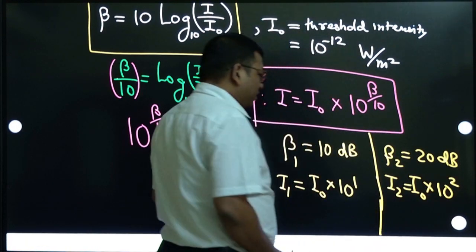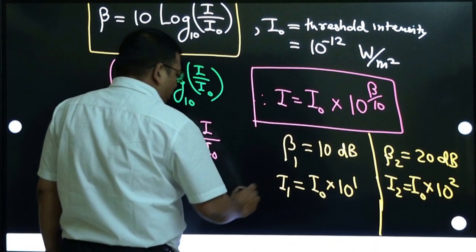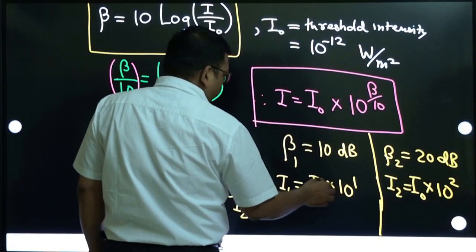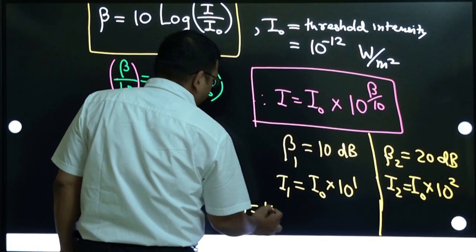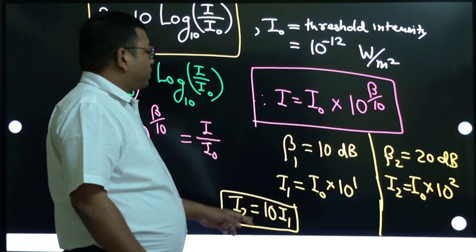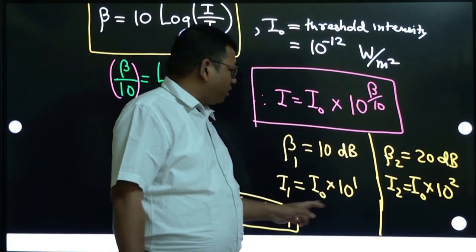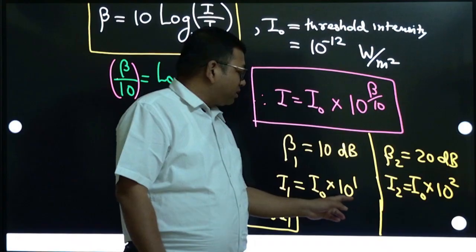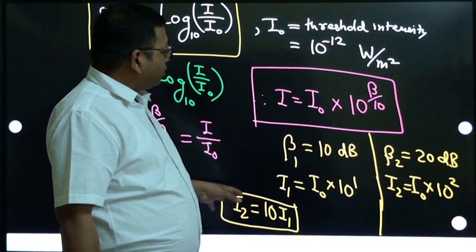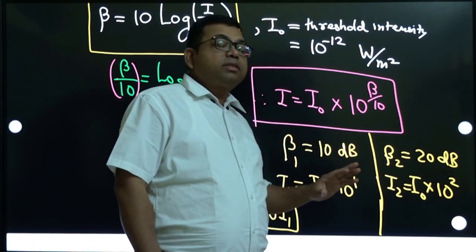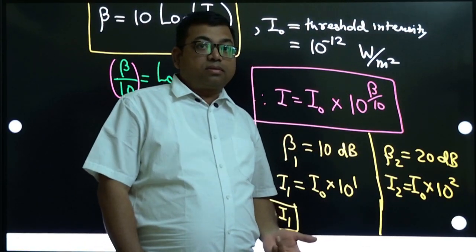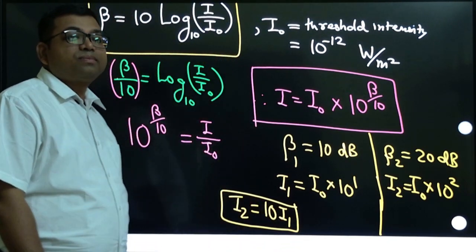So you can clearly see that this I2 is how many times I1? You can take ratios. 10 times I1, it is. Because this is 10 I0, this is 100 I0. If you take the ratio, it will become 10 times. So if the decibel or loudness becomes double, intensity becomes 10 times. Are you clear about this?